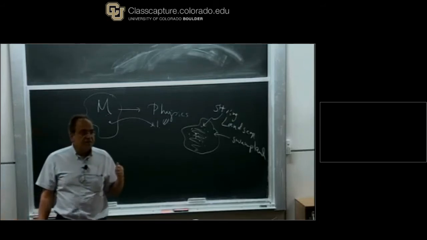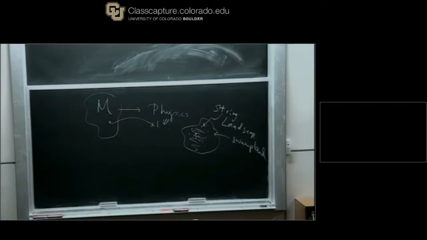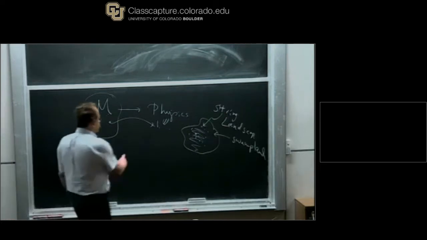Sometimes we can come up with heuristic reasons why that's not going to work. But sometimes we don't even have that. We just seem to see a pattern that certain things just don't arise in string theory. So trying to understand the criteria.